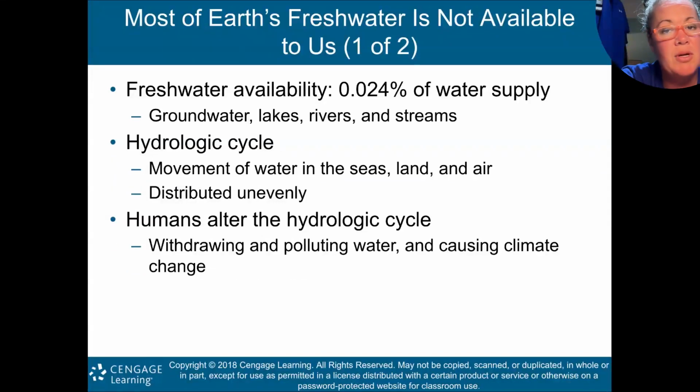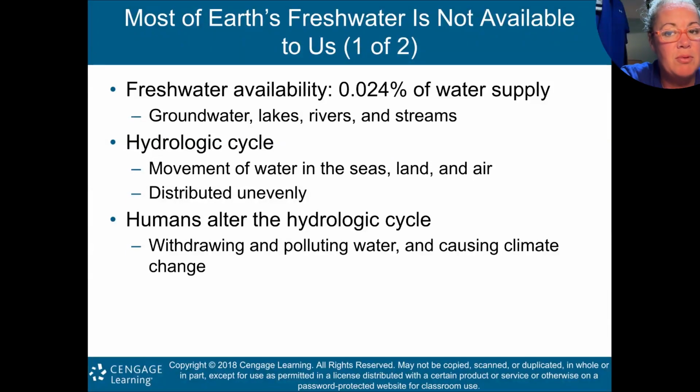Most of Earth's freshwater is actually not available to us. Freshwater availability is at 0.024% of the water supply, collectively. So, freshwater we find in groundwater, in lakes, in rivers, and streams. It's part of the hydrologic cycle. Remember we talked about that in the FRQ when I was asking you just to speak to the hydrology of water. You're only dealing with water movement, so movement of water between the land, sea, and air.